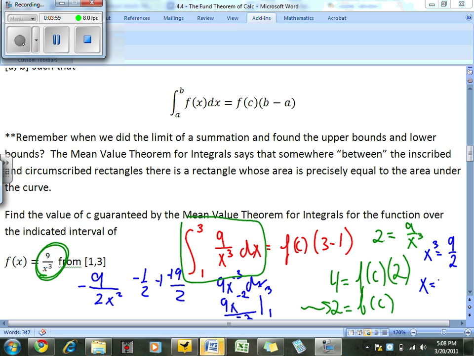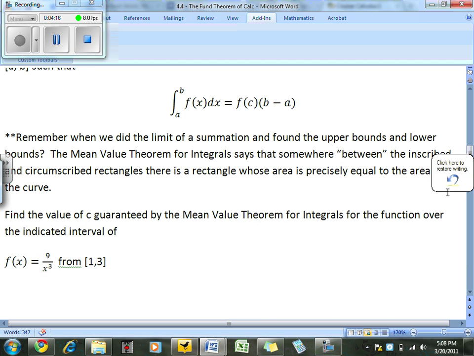So x equals the cube root of 9/2. So at the value x equal to the cube root of 9/2, we're going to have a rectangle that's going to equal the area underneath the curve for the function 9 all over x cubed.